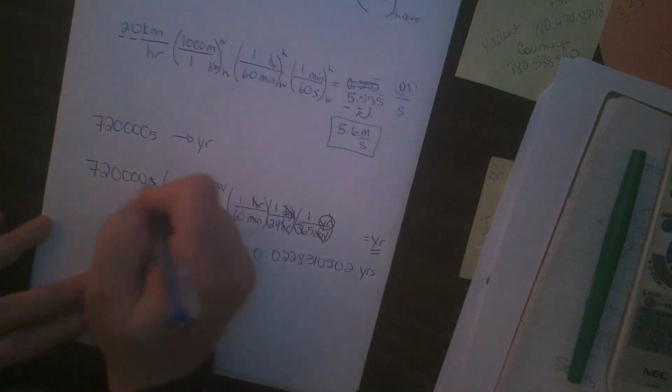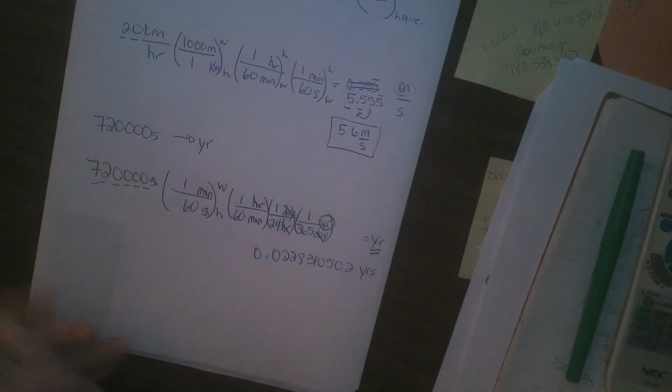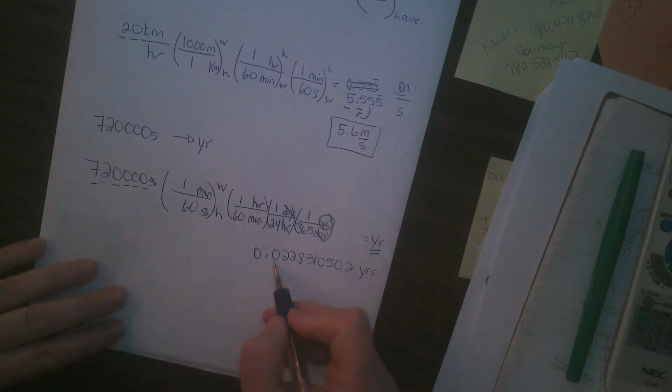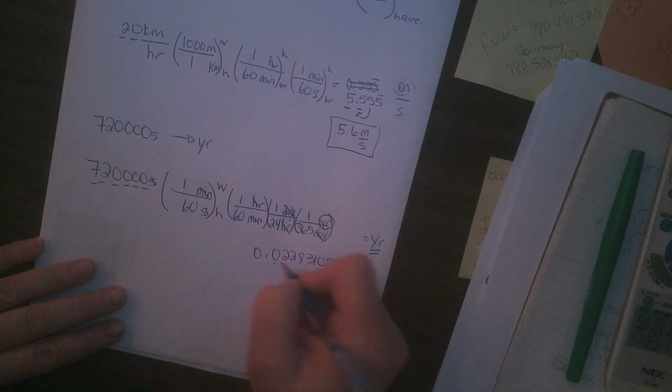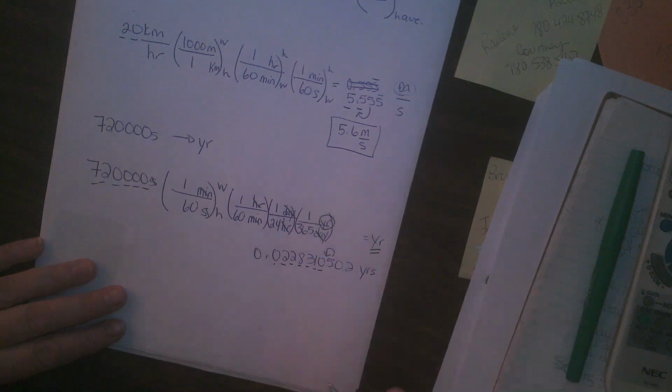But how many significant figures do I have here? I have 6, right? So does this 0 count? Nope, because it's a leading 0. 1, 2, 3, 4, 5, 6. This 5 will play onto that 0.